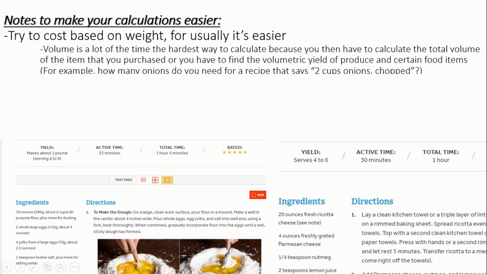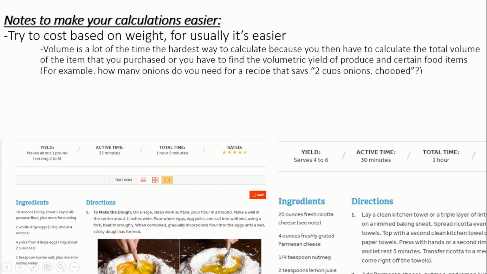So the first thing, just to make things a little bit easier, is try whenever you can to cost based upon the weight of ingredients, or in some cases, if you have to, the count of ingredient. For example, 1 lemon, 3 eggs, things like that. But whenever you can, go with weight. As you can see, the recipes I have here, they both start with weight. 10 ounces of flour, 20 ounces of ricotta cheese.